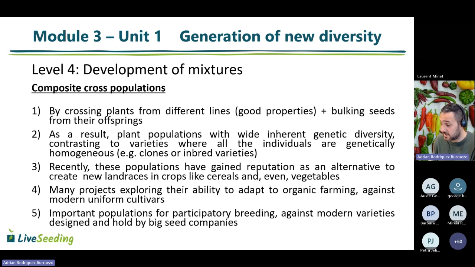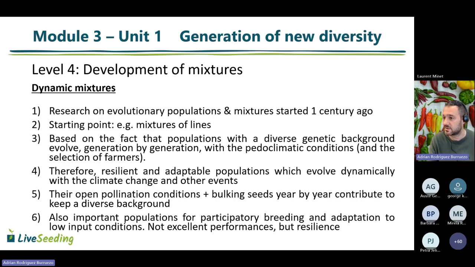Many projects like the current LiveSeeding are exploring their ability to adapt to organic farming as well as other low input conditions like water use efficiency, nutrient use efficiency, drought, etc., compared against modern uniform cultivars. And finally, they are important populations for participatory breeding against the modern varieties designed and held by big seed companies.